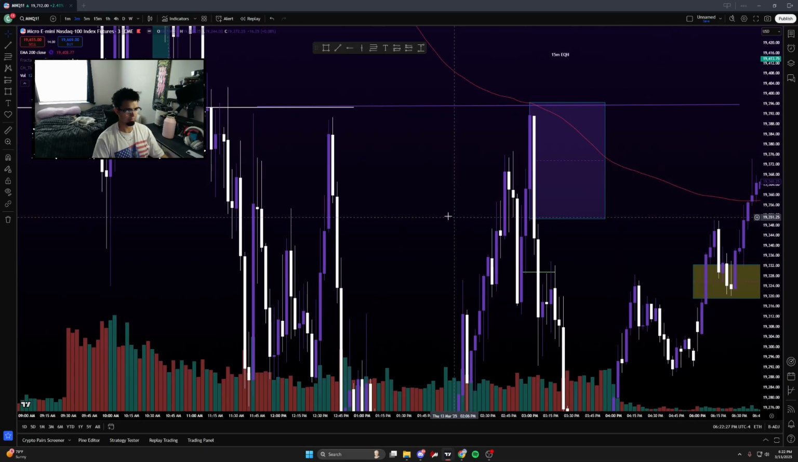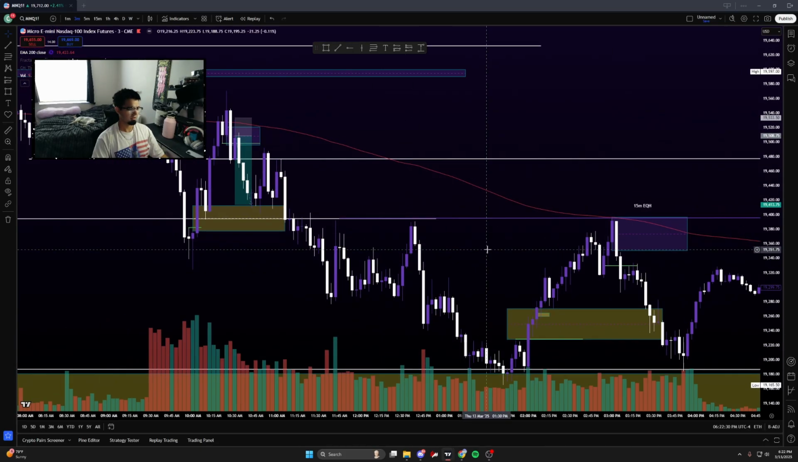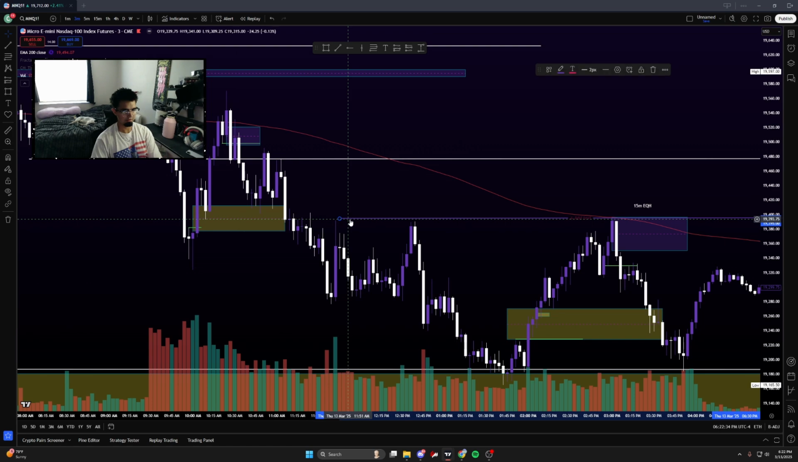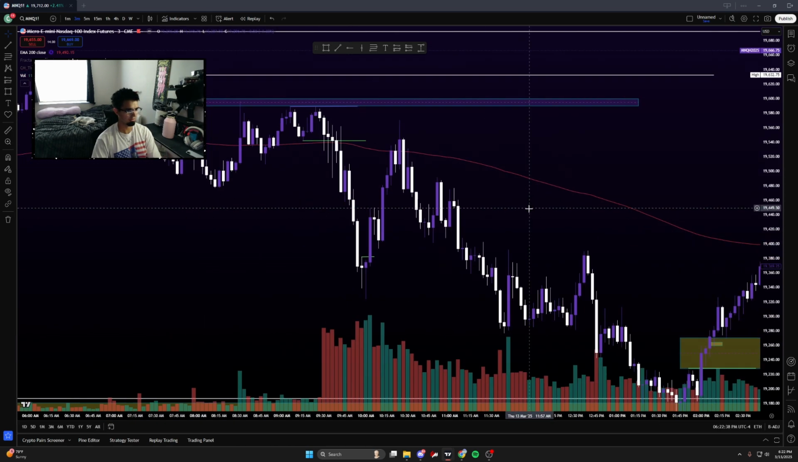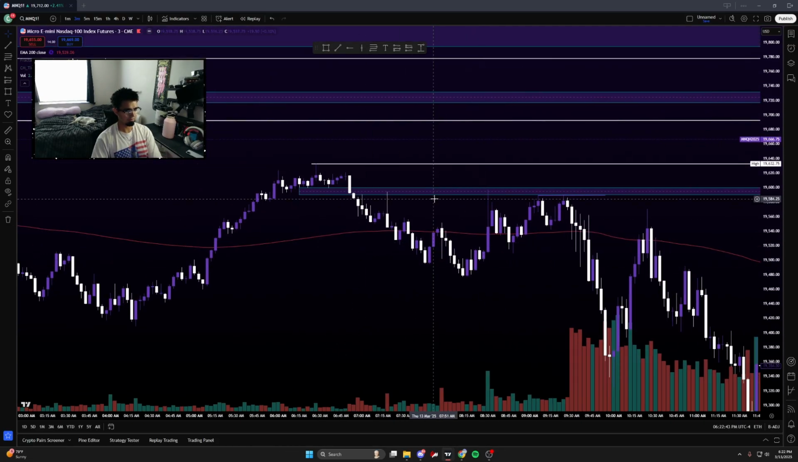Let's look for a bearish example, just because we've been doing a lot of bullish examples. Let's get rid of all of this other nonsense so it doesn't confuse you. This is just trades I took throughout the week. Let's look for a bearish example.